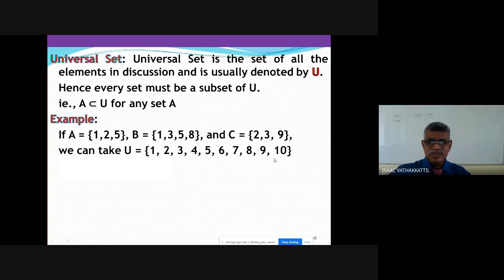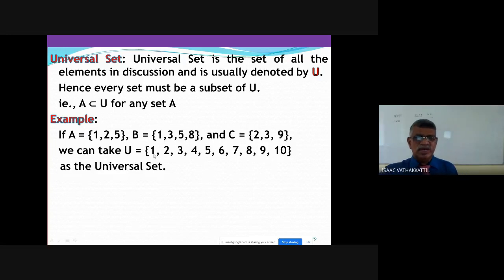I can have a universal set {1, 2, 3, 4, 5, 6, 7, 8, 9, 10} also. You may ask me why you include 10. No problem. You can use 10 also. But what it means is that all the elements which I consider must be present in the universal set. Universal set may contain more elements. It is not a unique concept. So this is only a proposal. You can take 1 to 10 as the universal set.